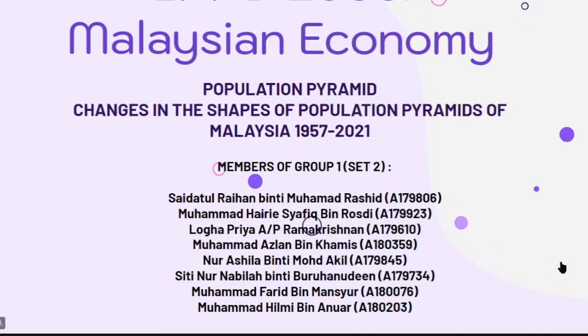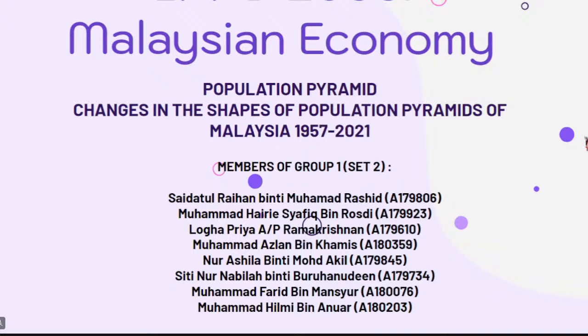Today we would like to present a topic on the population pyramid, where the topic is the change in the shape of the Malaysian pyramid from 1957 to 2021. The following is a list of names for our group members, Group 2, Set 2.